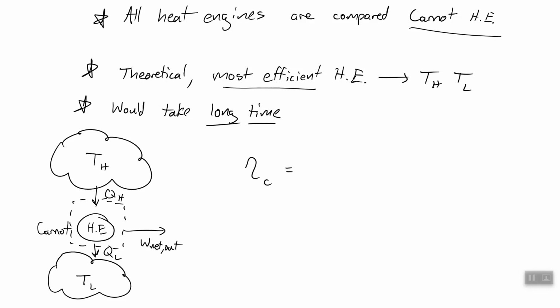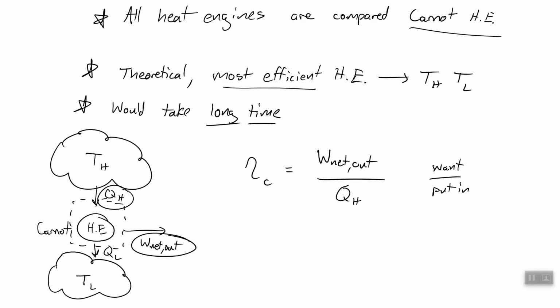Efficiency, remember, is always what you want. So in this case, what do we want out of a heat engine? We want work. That's what you want out of your vehicle. You don't want hot air. You want moving tires. So you want work divided by what you have to put in. So what you want over what you put in. In this case, we have to put in QH. So that is the efficiency of any engine.